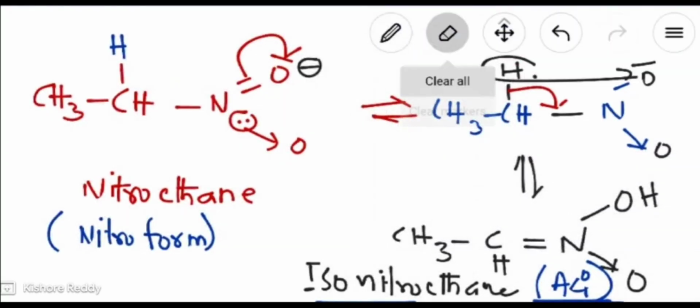Clear with this tautomerism? No doubts. Understood, right?